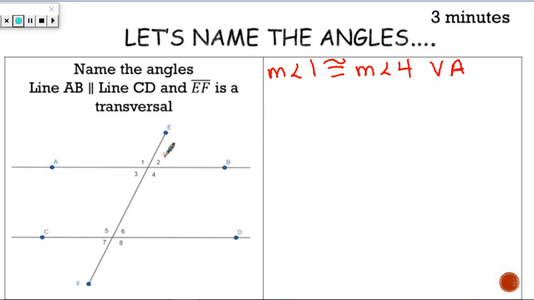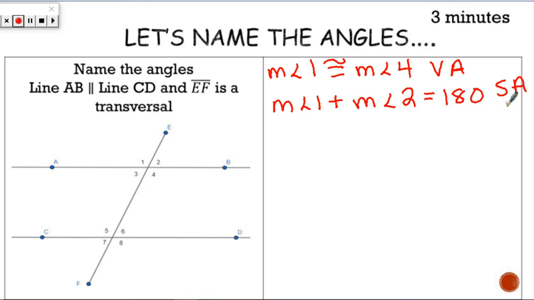The measure of angle 1 plus the measure of angle 2 equals 180. Those are called supplementary angles or linear pairs, so I'm going to call that SA. Supplementary angles are linear pairs. Supplementary angles means two angles add together to give you 180. It's the same for the measure of angles 1 and 3, and the measure of angles 2 and 4, and the same thing for the measure of angles 3 and 4. They're all supplementary.